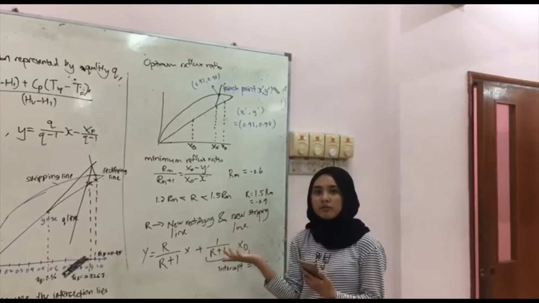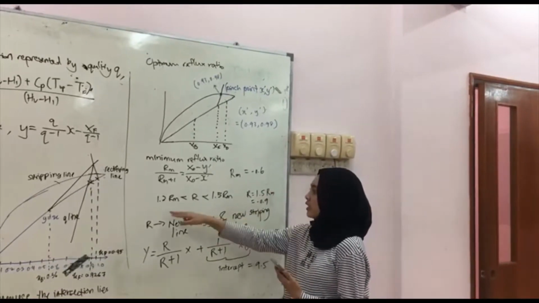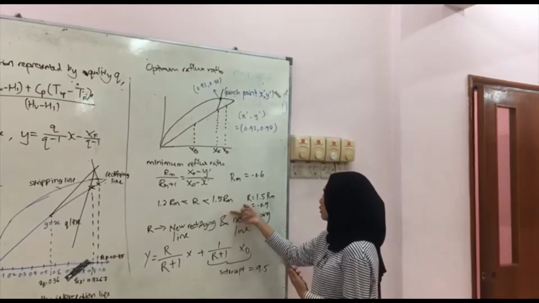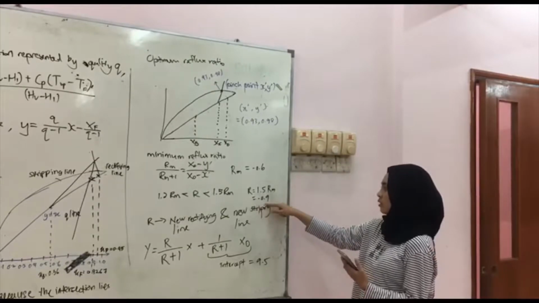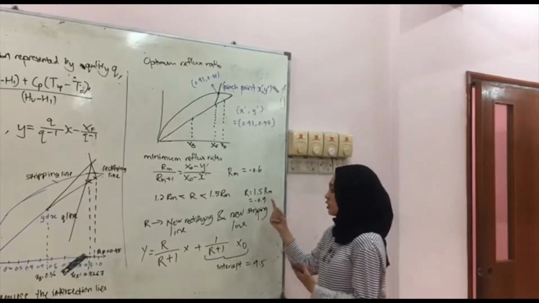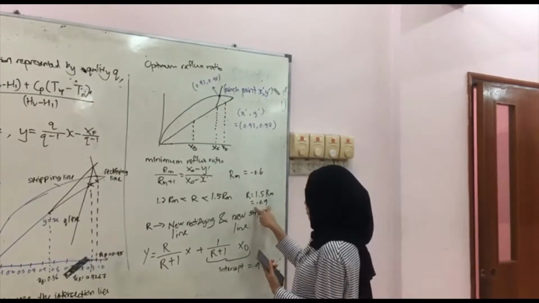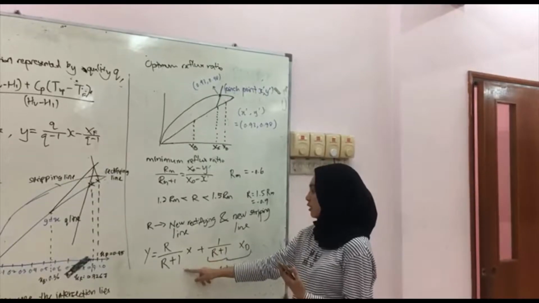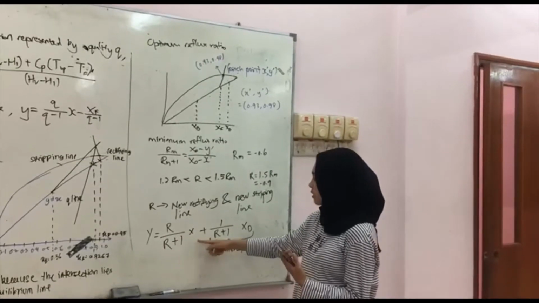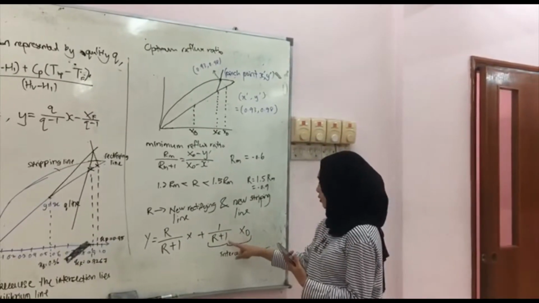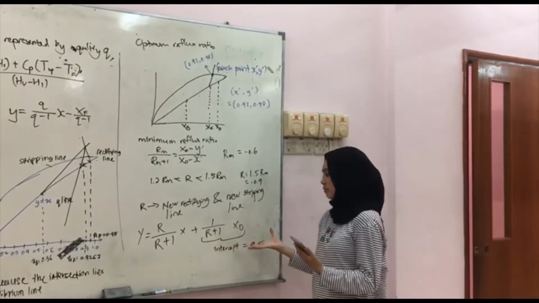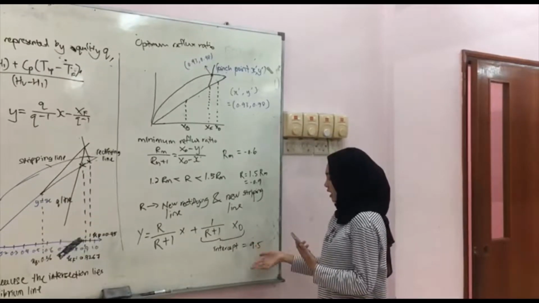To obtain the optimal reflux ratio, we must multiply by a factor in the range of 1.2 to 1.5. So we choose 1.5 Rm, and this is our optimal reflux ratio, that is negative 0.9. Next, we substitute this value into the rectifying line equation, that is y equals R divided by R plus 1 x plus 1 over R plus 1 xD. This 1 over R plus 1 xD is the intercept, so we got 9.5.